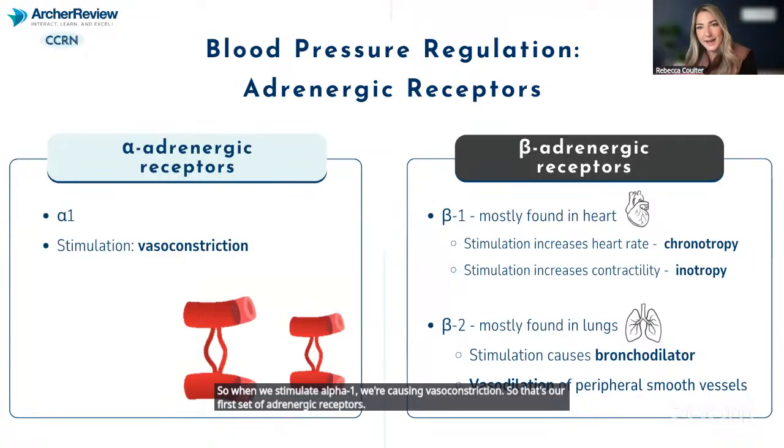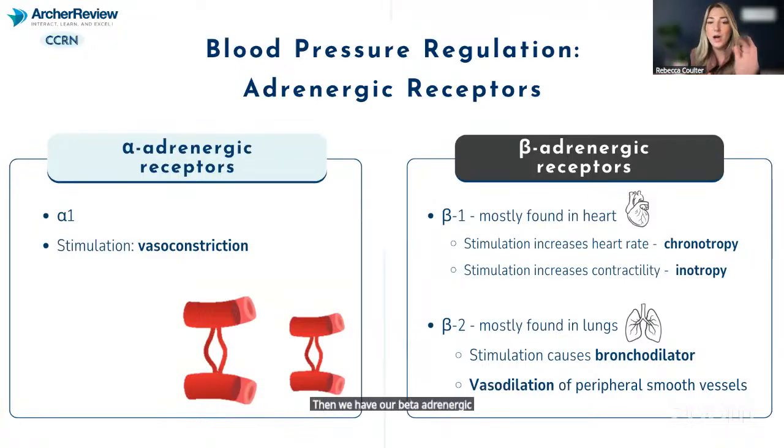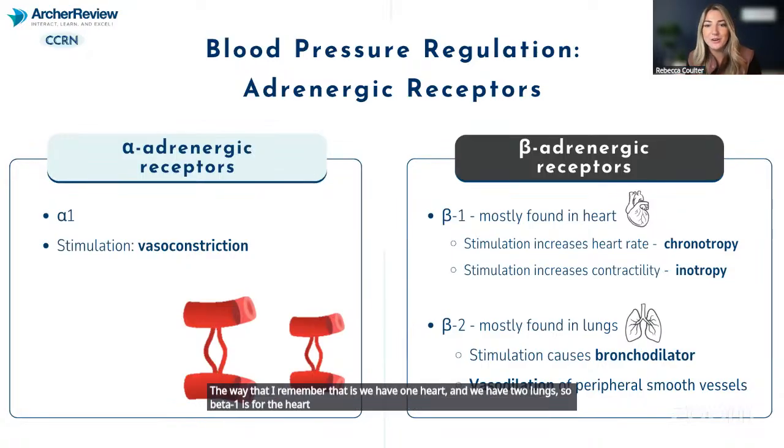Then we have our beta adrenergic receptors. Now, beta 1 and beta 2, we care about both of them. Beta 1 is mostly found in the heart. Beta 2 receptors are mostly found in the lungs. The way that I remember that is we have one heart and we have two lungs. So beta 1 is for the heart, beta 2 is for the lungs.